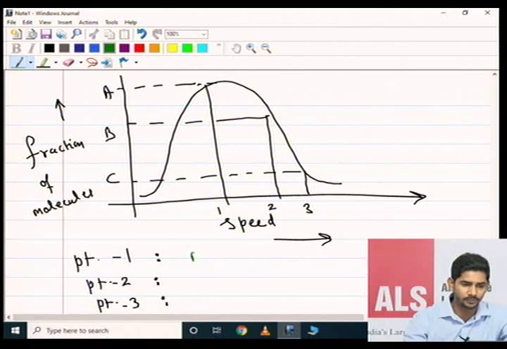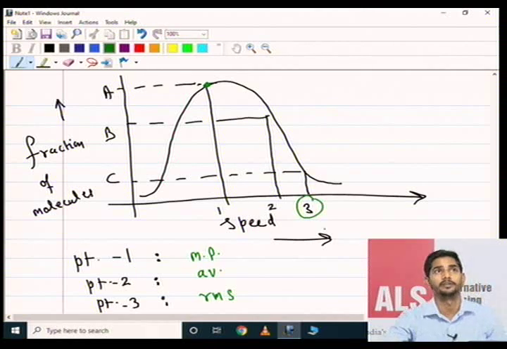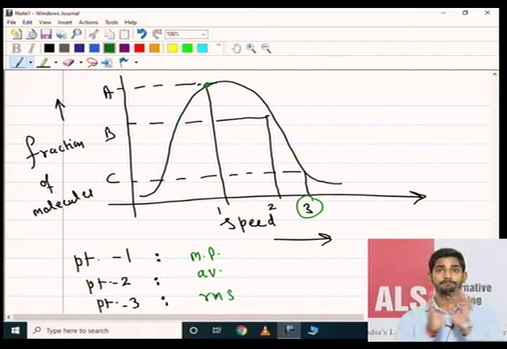Point 1 is most probable because here the fraction of molecules is maximum. Point 2 should be the average because it is intermediate. And point 3 is the RMS because at point 3 the speed is maximum over there. So RMS is the very fast speed. Just copy this and then we'll proceed.